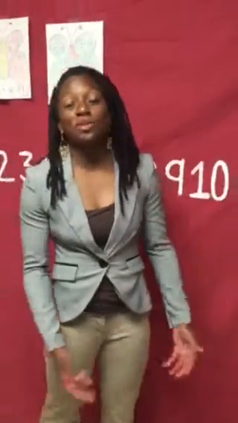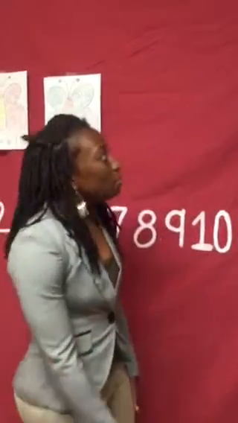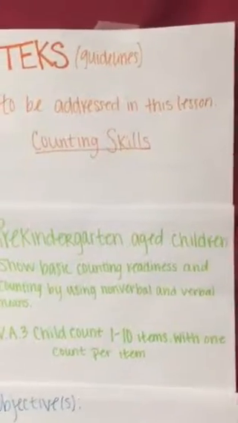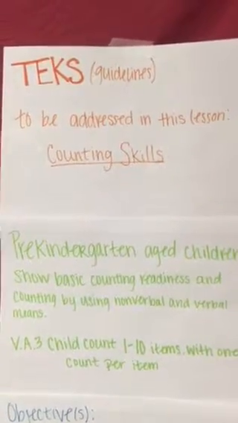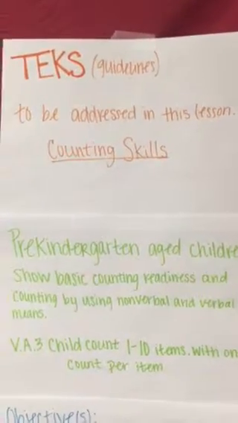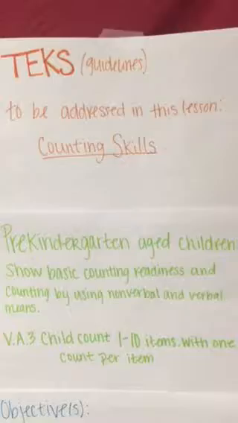Everyone, today I will be doing an activity focused on pre-K students about math. The TEKS, or guidelines, that will be addressed in this lesson are counting skills. Pre-kindergarten age children show basic counting readiness and counting by using nonverbal and verbal means. Child counts 1 through 10 items with 1 count per item.